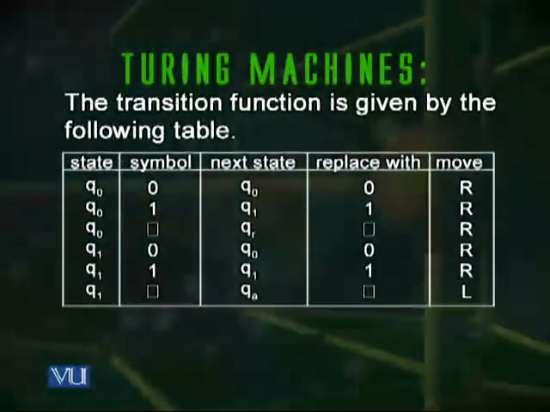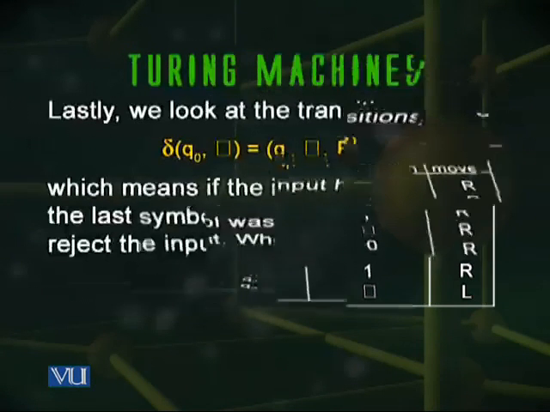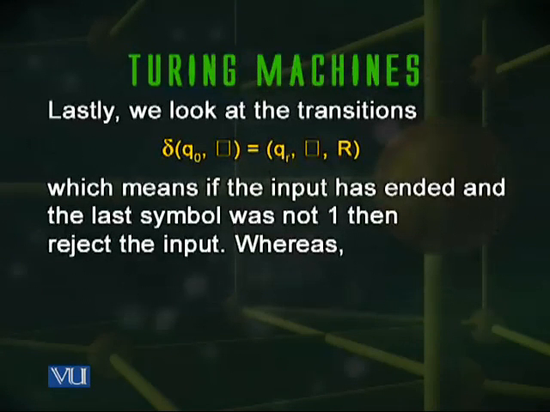Let us look at these two entries in the transition function. Well, the first entry says that if you're in state Q0 and you see a blank, then you should reject the input. And the second entry here says that if you're in the state Q1 and you see a blank, then you should accept the input. What does this mean? This means that the Turing machine will accept all inputs that end with a 1 and reject all inputs that end with a 0. This is the working of this Turing machine.